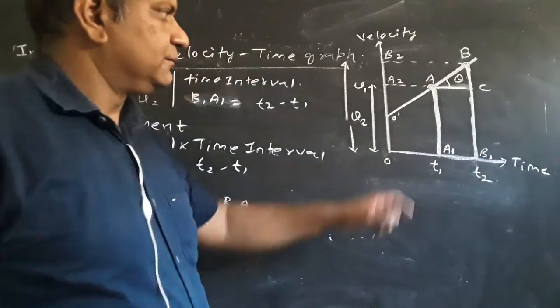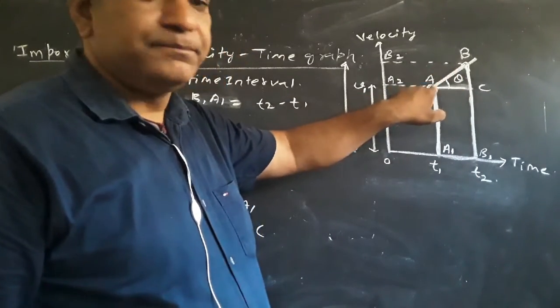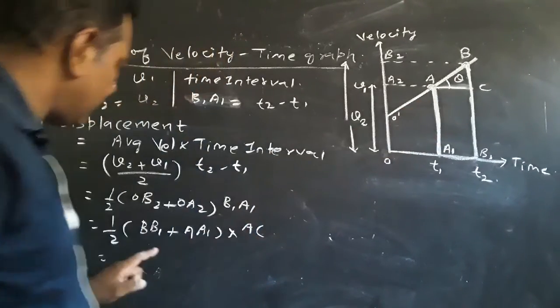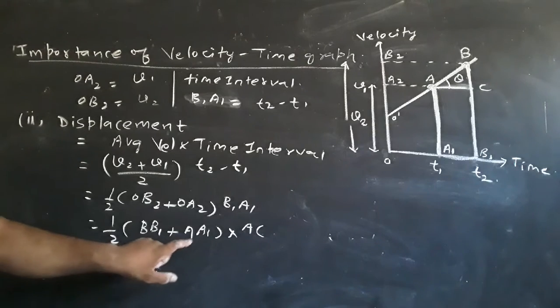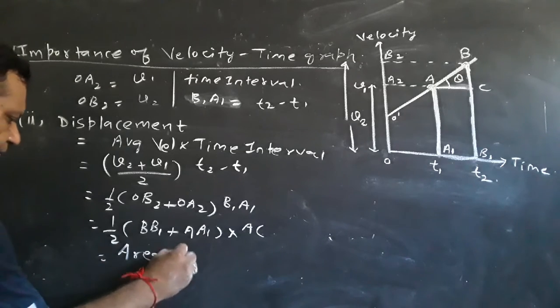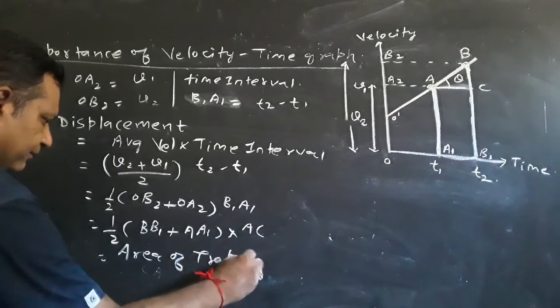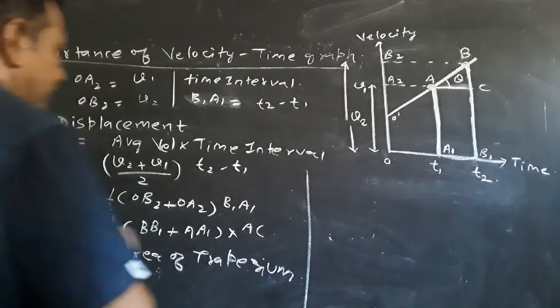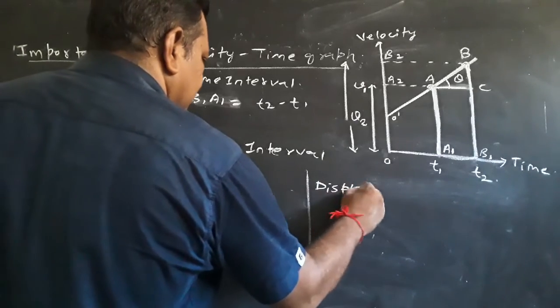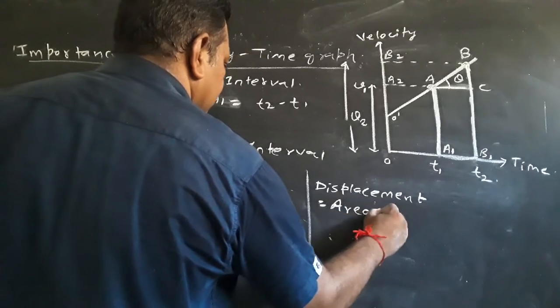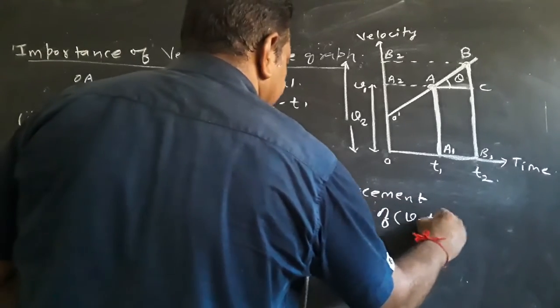Now you can see this is a trapezium. These are the two parallel sides, and AC is the height. So we have half into BB1 plus AA1, that is half into the sum of parallel sides into height. This is equal to the area of the trapezium. So displacement is equal to the area under the velocity time graph.